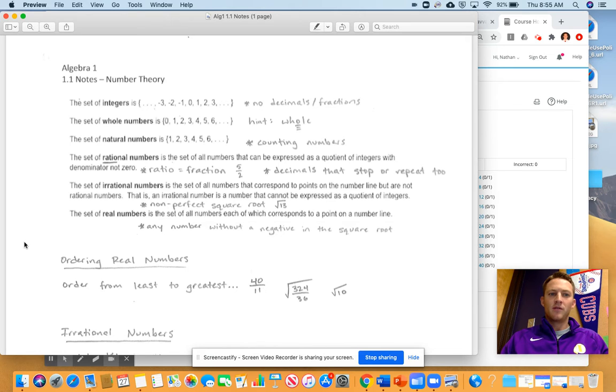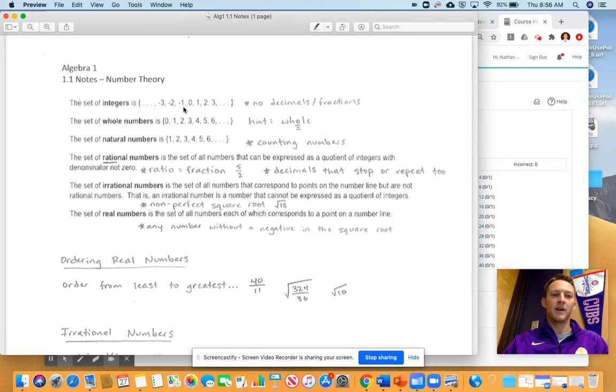All right, Algebra 1, first section 1.1, we are talking about number theory here. So our first vocab word would be an integer. An integer can be negative or positive, and it can also be zero. The key here is that it's not a decimal or a fraction. It's what we would typically call a whole number.